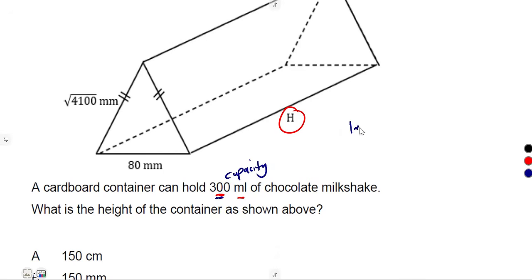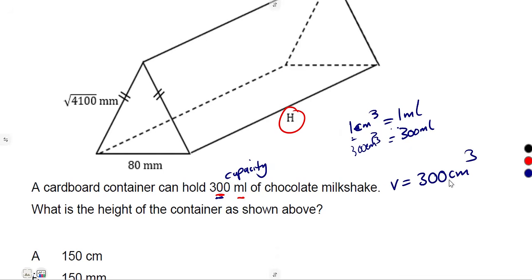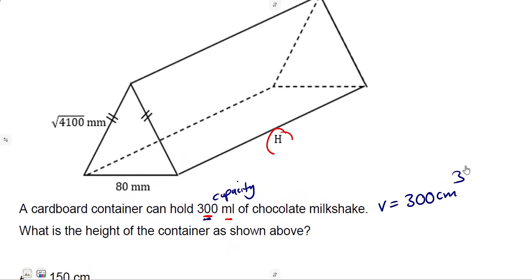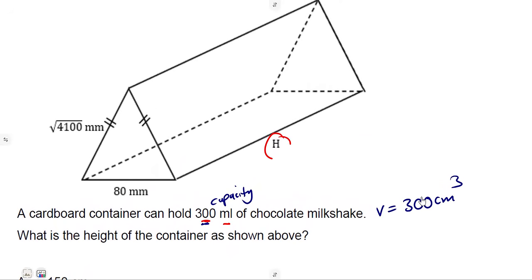Remember, a cubic centimeter is 1 milliliter. So this is equivalent. If it is 1:1, so 300 milliliters is equal to what? 300 cubic centimeters also. So we have a volume of 300 cubic centimeters. We need to calculate the height. So you just ask yourself how to calculate the volume in the first place.